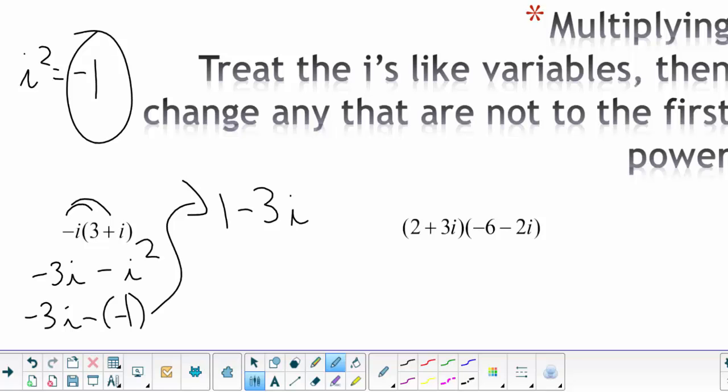So now if we want to multiply two binomials, we can do it using the box method or FOIL. Totally up to you, however you want to do it. So I'm just going to use FOIL. I'm going to do first times first. That's going to give me a negative 12. And then I'm going to go outer.